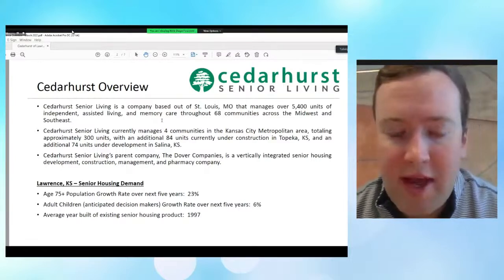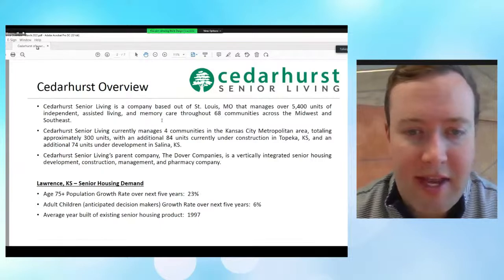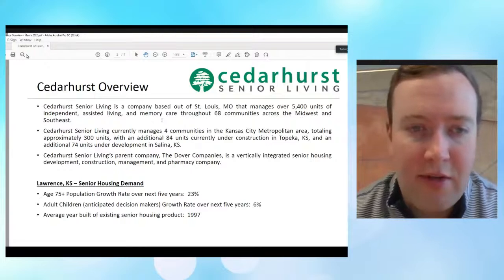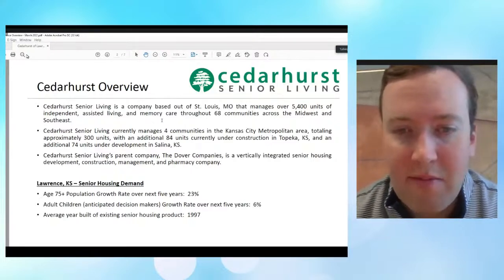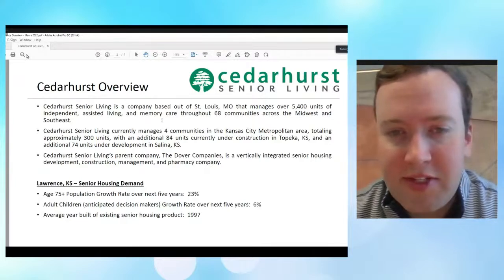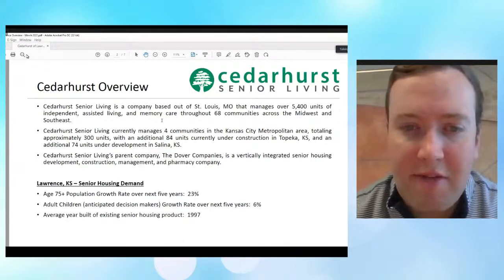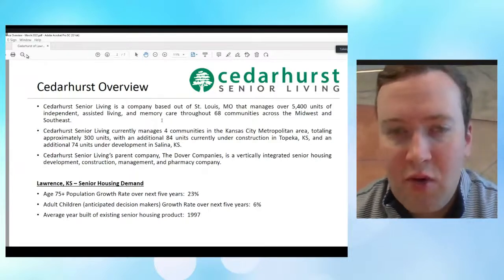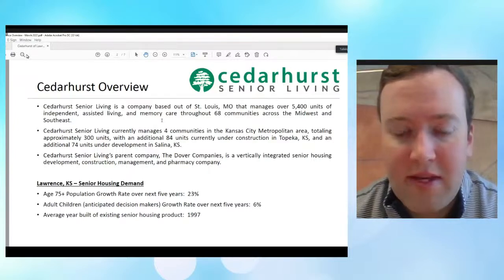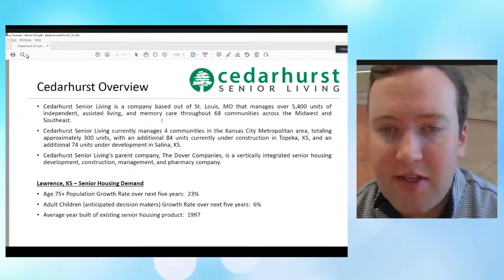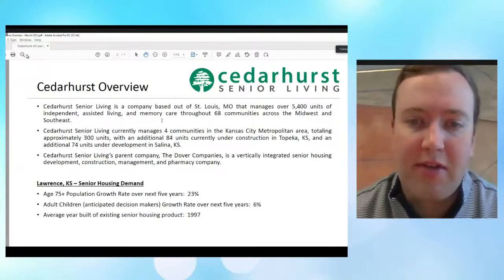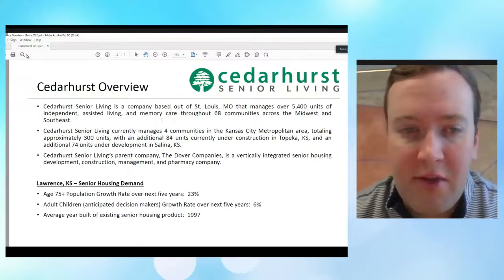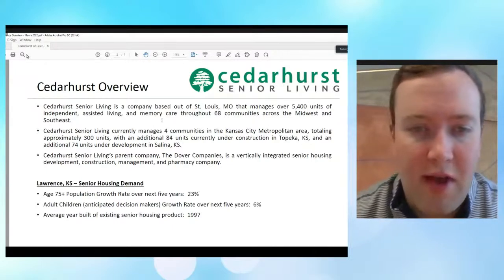Just some data on the Lawrence, Kansas senior population. It's expected to grow over 23% in the next 5 years, which is a rather large number, even when you compare a lot of towns across the U.S. that are seeing increased aging demographics just due to the nature of the baby boomer population and other factors. But Lawrence has quite a high senior growth rate, and adult children, the anticipated decision makers, that population is also expected to grow. So the 45 to 65-year-olds who will be putting their parents in these types of communities, that population is expected to grow as well.